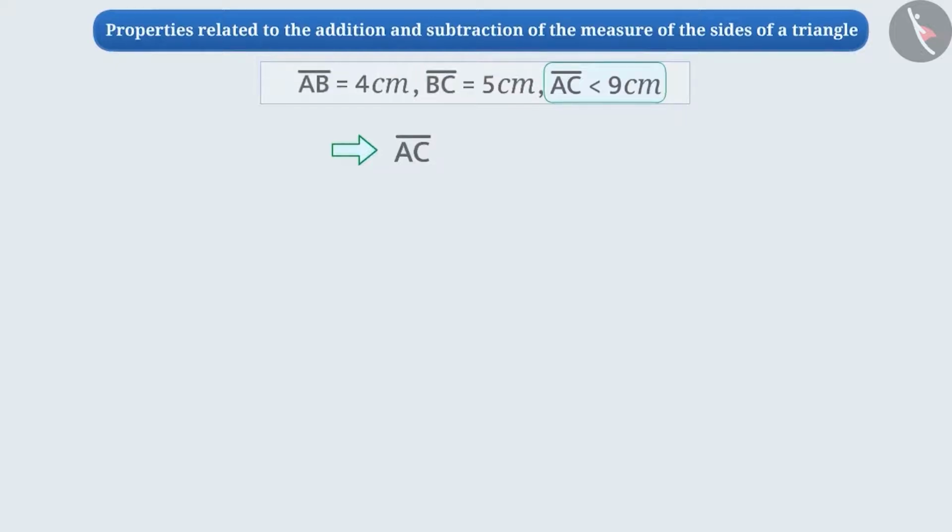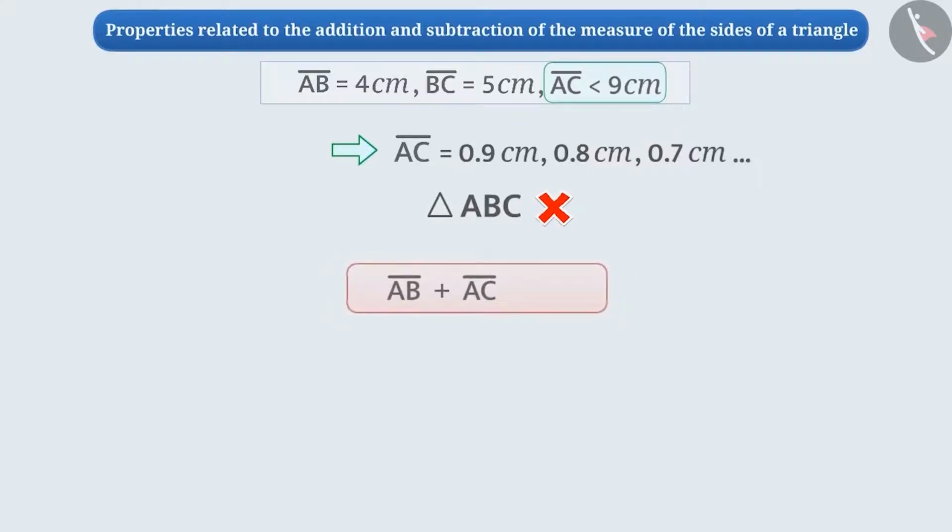If we take the length of AC as less than the difference of the remaining two sides, that is less than 1 cm, say 0.9 cm, 0.8 cm, 0.7 cm, even then we will not be able to construct a triangle ABC, because in this situation, the sum of the measure of the two sides of a triangle is not greater than the length of the third side. So what did you learn from this? Think for a while.